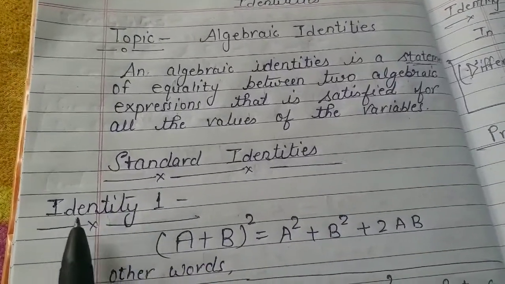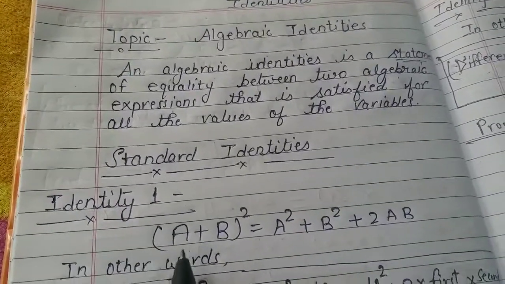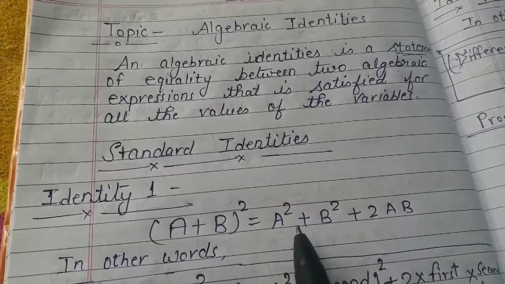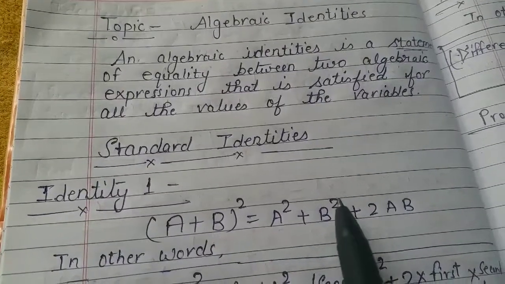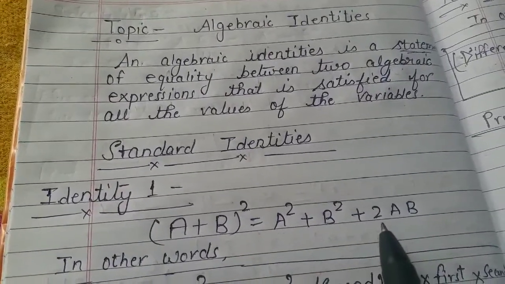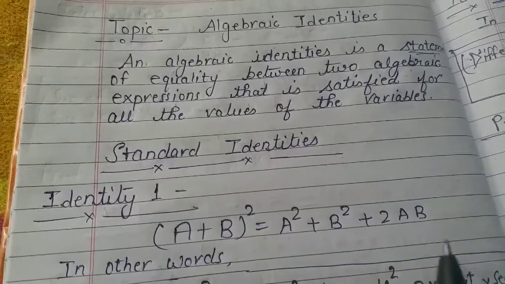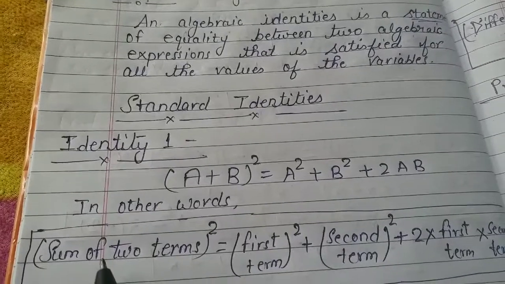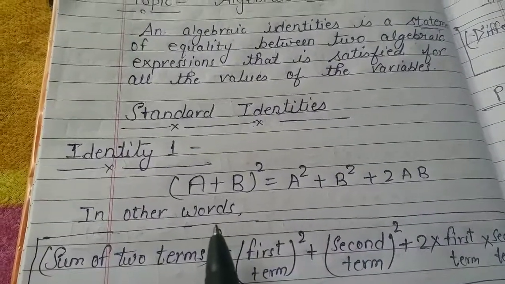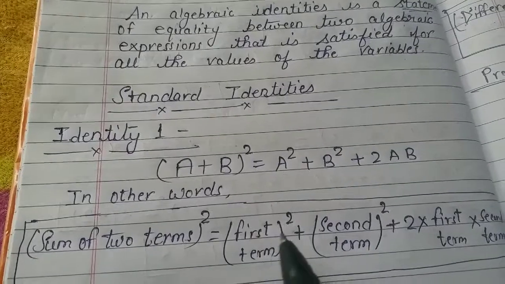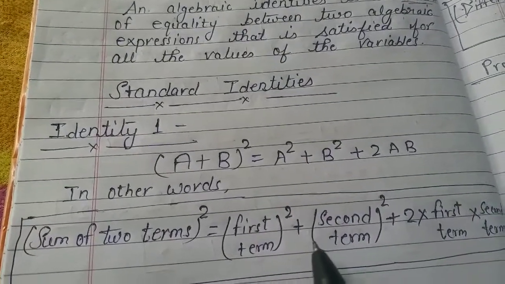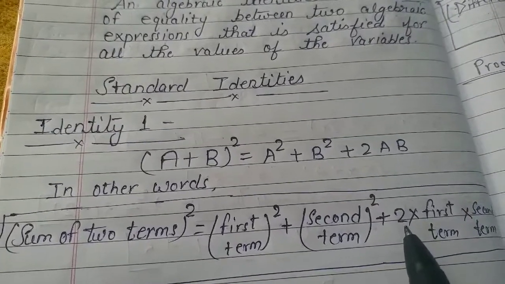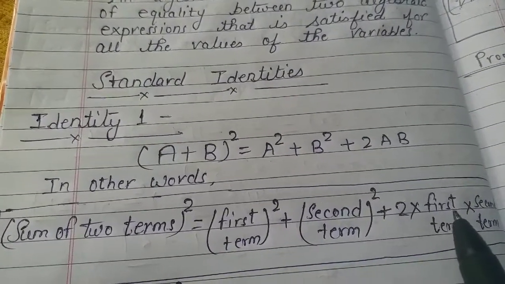The first identity is (a + b) whole squared is equal to a squared plus b squared plus 2 times ab. In other words, we can say that the square of the sum of two terms is equal to the first term squared plus the second term squared plus 2 times the first term multiplied by the second term.